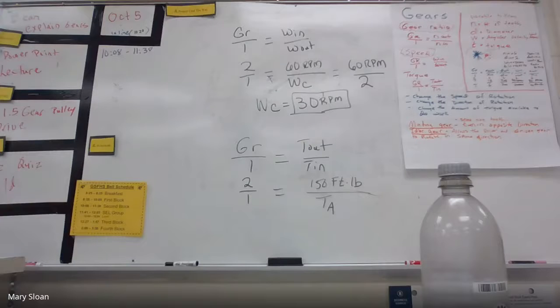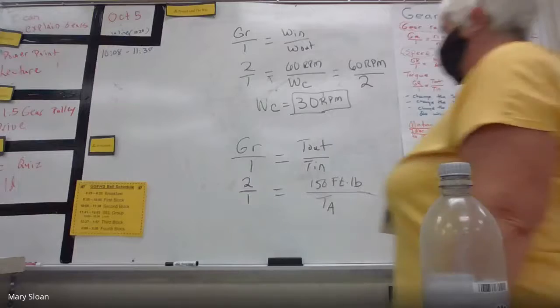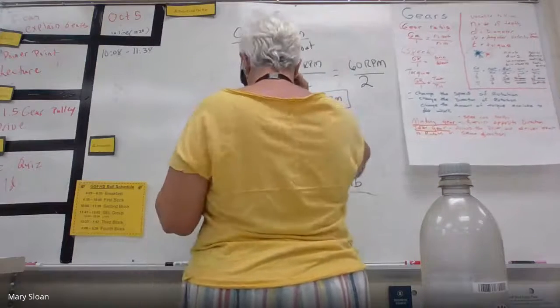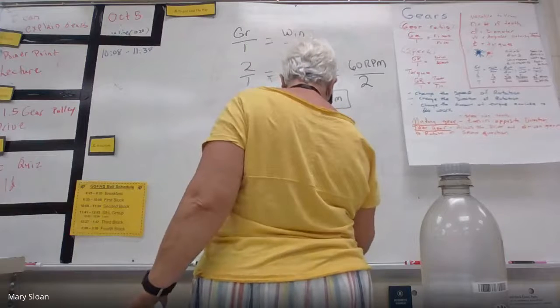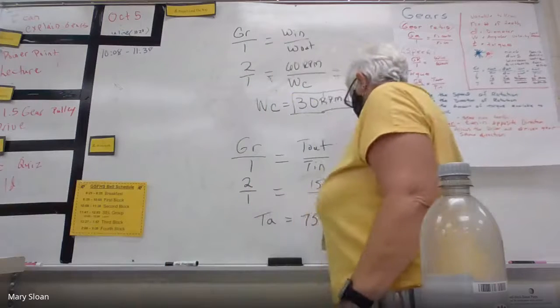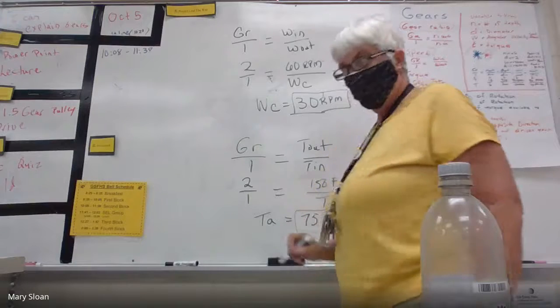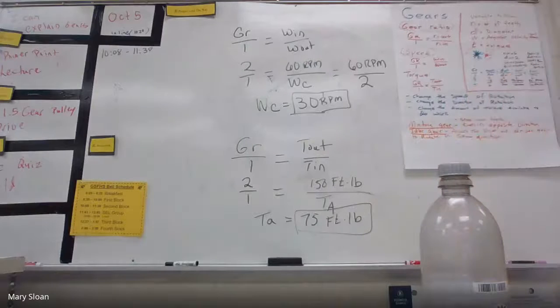All right, so what's T A? Are you asking what the answer is? Yep, what the answer? 75. What's my units? Foot pounds. Foot pounds. Okay. Go ahead and go down to the next one.